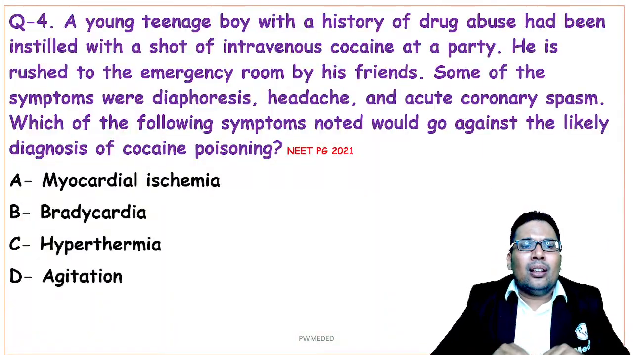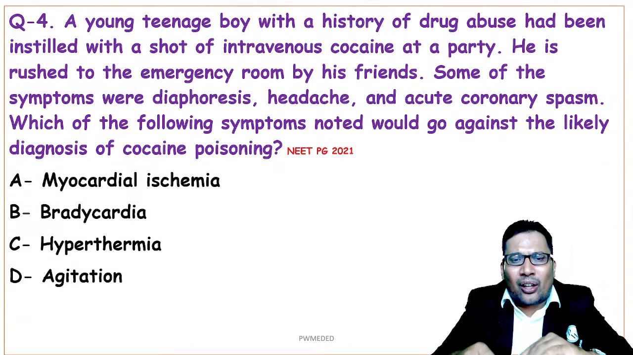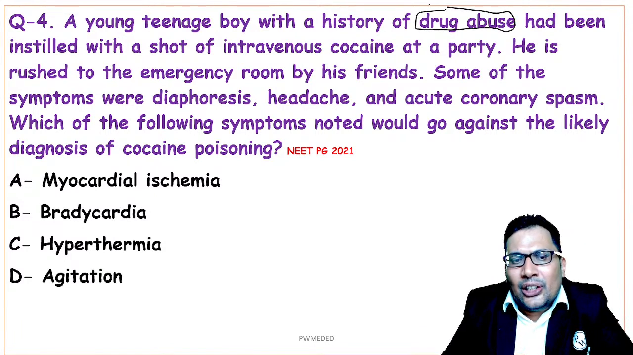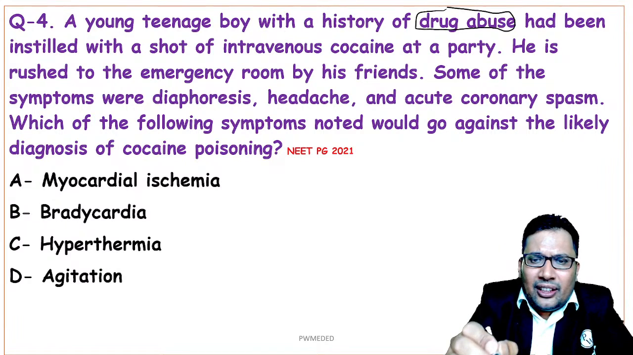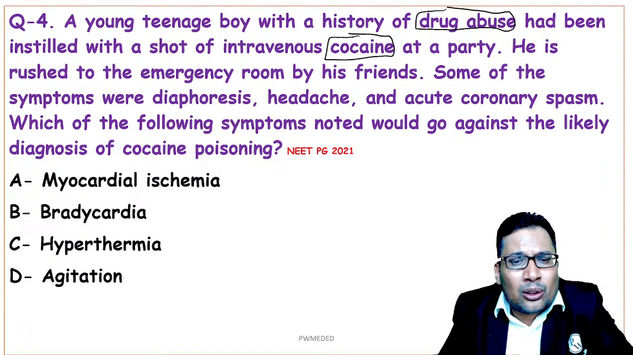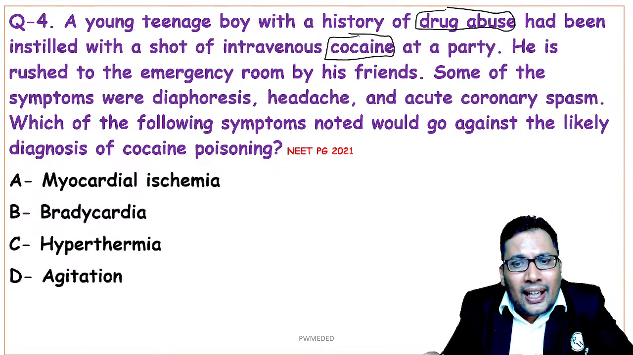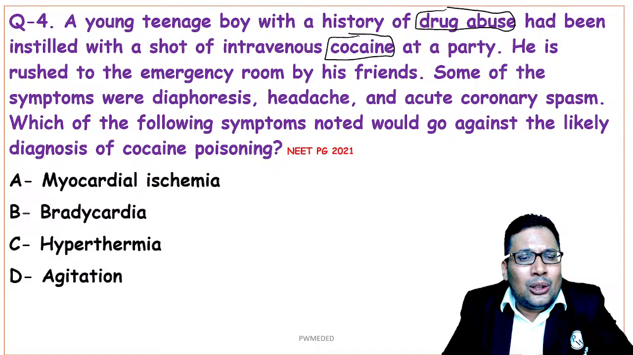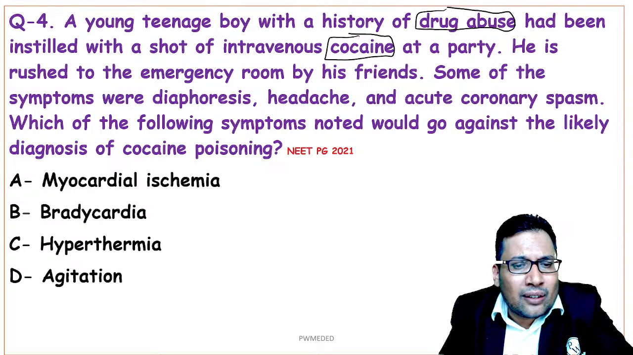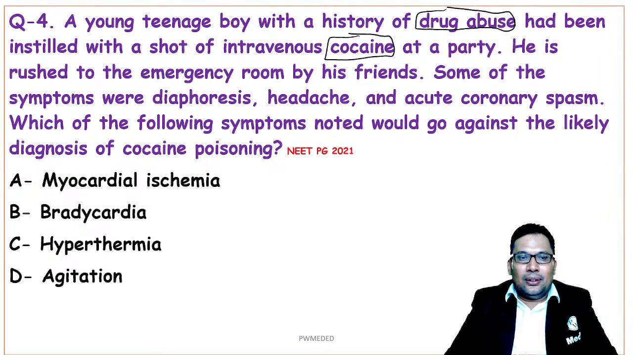Next question. A young teenage boy with a history of drug abuse had been given a shot of intravenous cocaine. So the patient is having signs and symptoms of cocaine poisoning: diaphoresis, headache, acute coronary spasm. Which of the following symptoms noted would go against the likely diagnosis of cocaine poisoning? Can anyone guess this question?